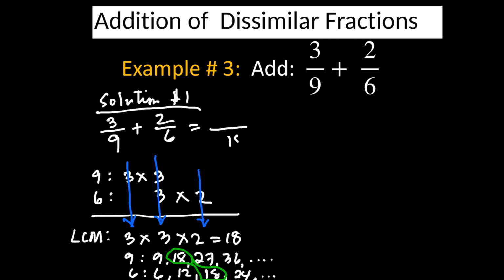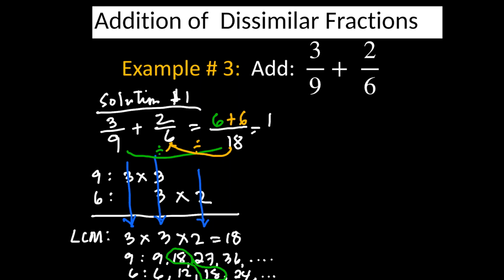Alright, so we have our LCD, which is 18. So 18 divided by 9 will give you 2, times 3 here, that will give you 6. Alright, I hope you can follow. 18 divided by 6 will give you 3, times 2 here, that will give you also 6. Alright, and if we add 6 and 6, that will give us 12.